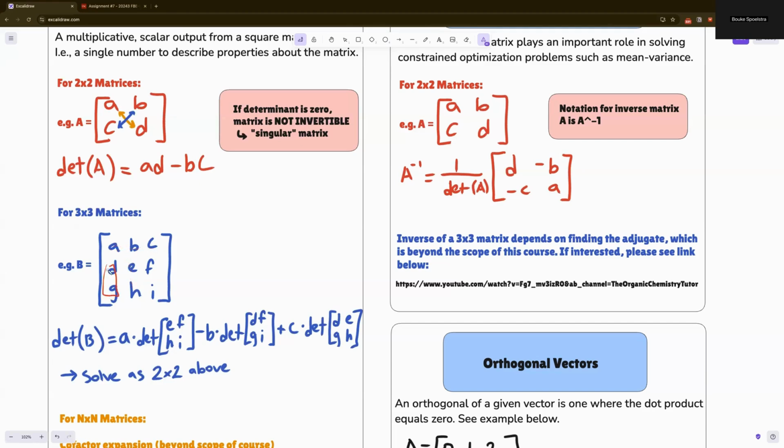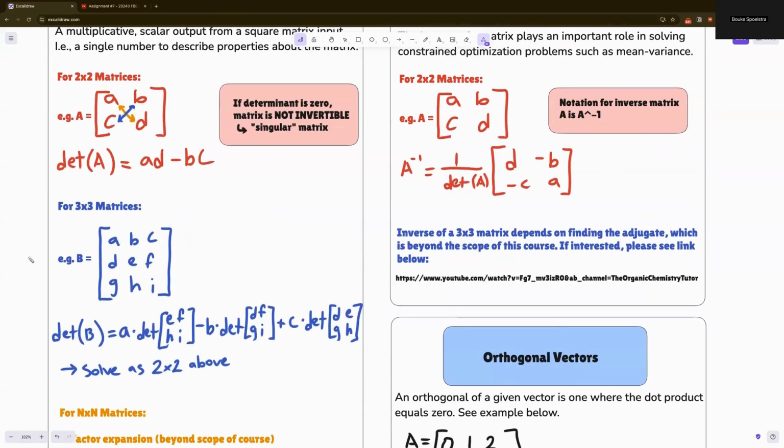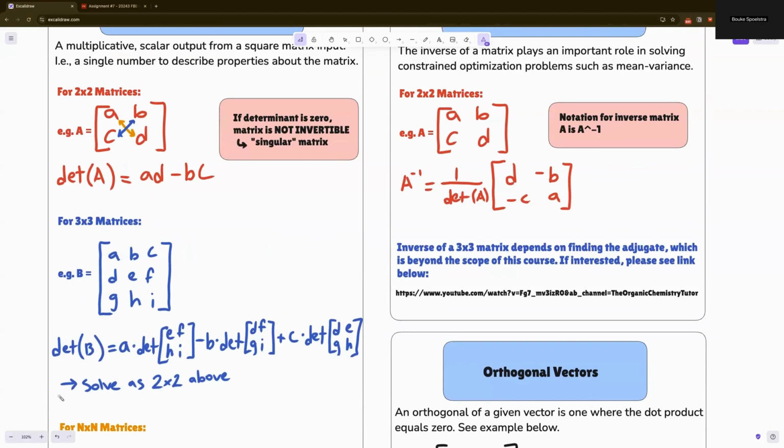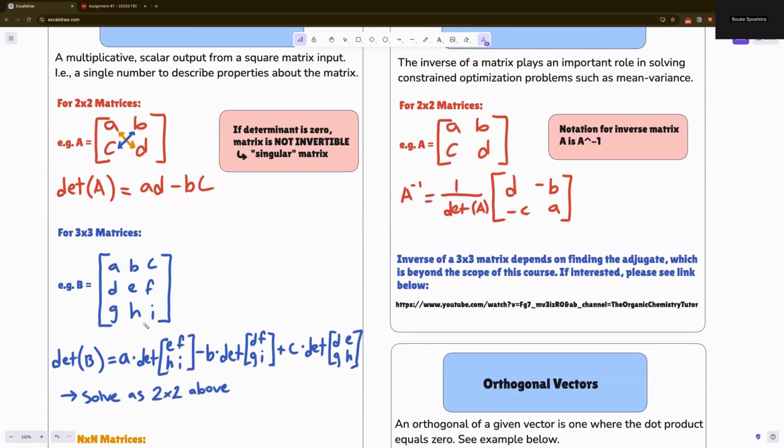So that would be D, F, G, and I, plus C times, right, holding this constant, times D, E, G, and H, right? So you basically are taking a more complex matrix and breaking it down into a smaller one that you can then find the determinant of through the 2 by 2 method. So this would essentially be the most complex with regards to determinants that you would be tested on, but still very useful to know, especially these 3 by 3s when we get into larger portfolio allocations.